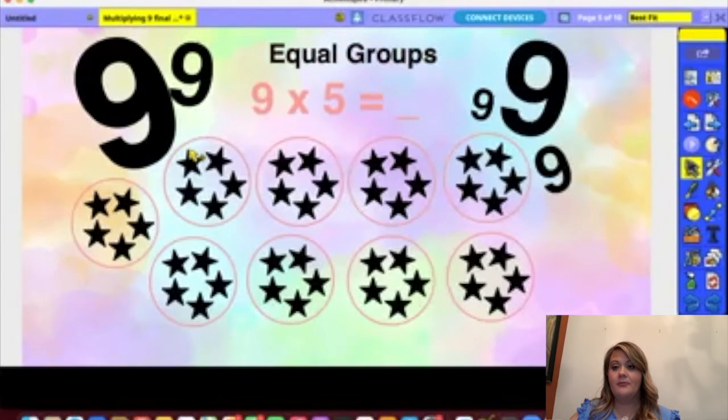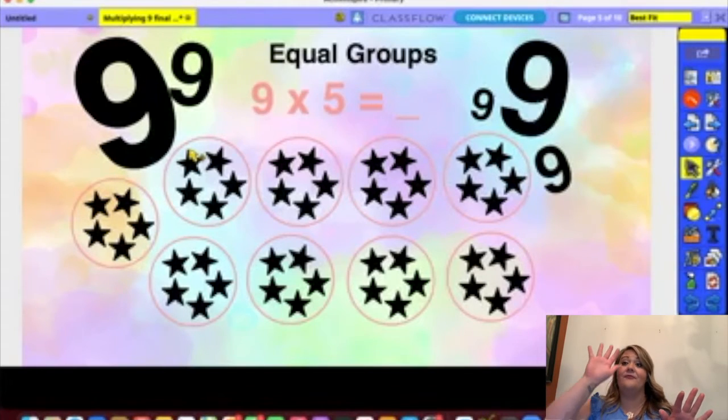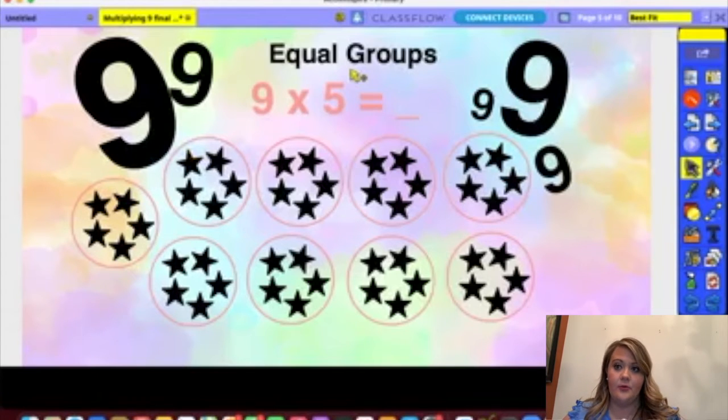So here we have the problem 9 times 5. And yes, you could count 9 times by 5 on your fingers. You could say 5, 10, 15, 20, 25, 30, 35, 40, 45. And that would give you the answer, but you could also put it into equal groups.